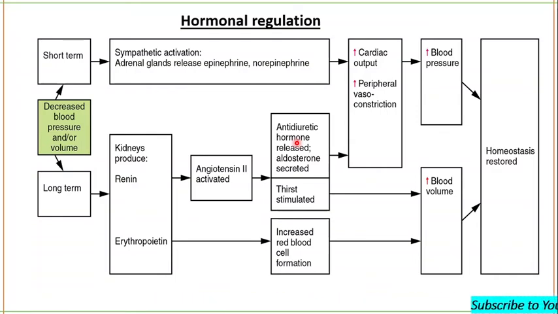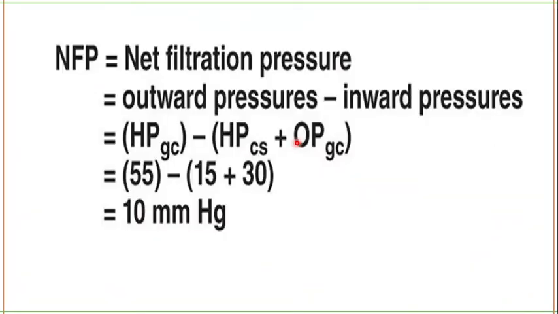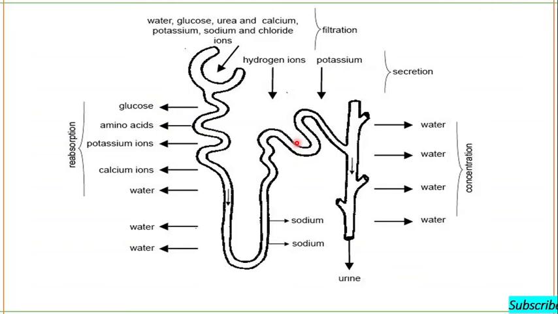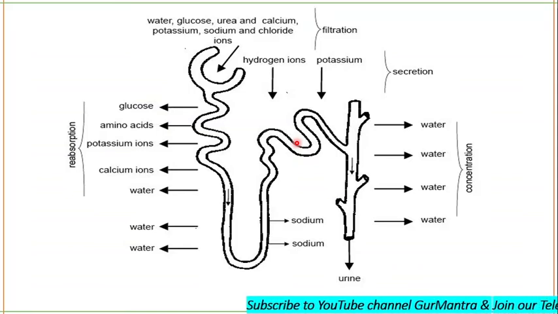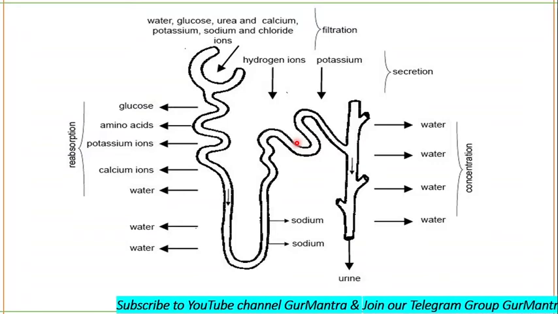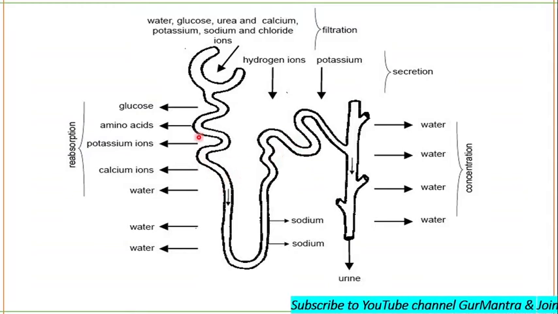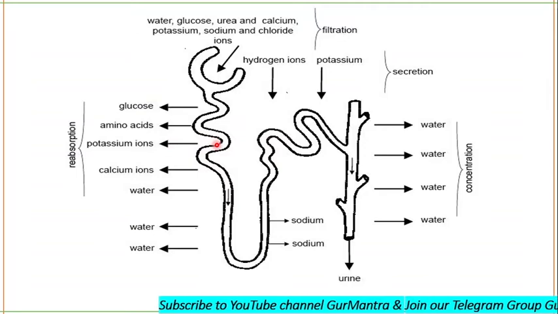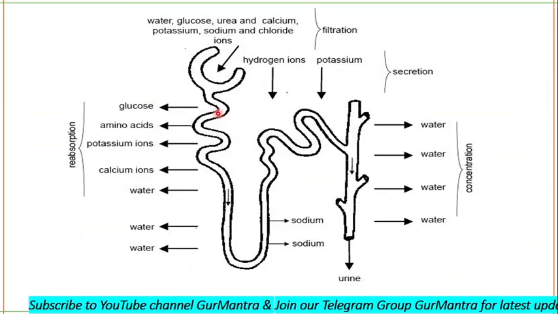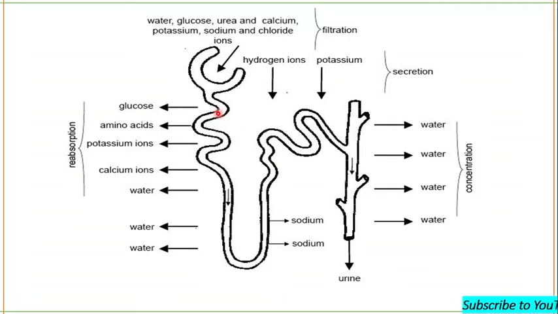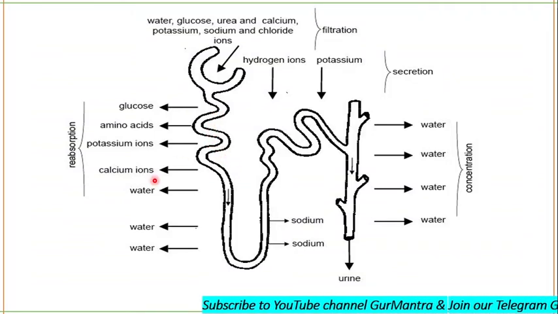Let's talk about reabsorption now. Okay, so the filtration rate is clear to you now. So tubular reabsorption and tubular secretion we are talking about now. Tubular reabsorption is a highly selective process, and it retrieves the material back from the tubular fluid and returns them to the bloodstream.